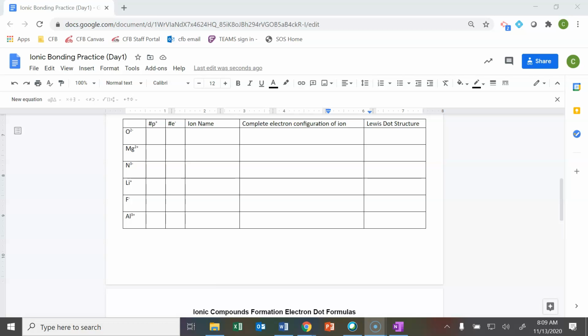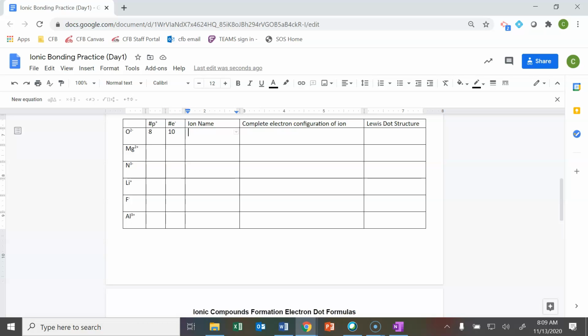Okay, O2 minus. Again, we need to find the number of protons and electrons. The number of protons is just the atomic number. So if I find oxygen, its atomic number is 8. So I have 8 protons. The number of electrons, if it's a -2 charge, that tells me I have 2 more electrons. It's 2 minus. So I have 2 extra electrons. Remember, electrons are negative. So 2 more than 8 would be 10. You need to have 2 more negatives than positives to give me a -2 charge.